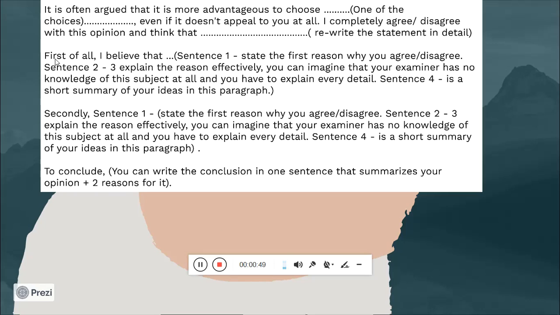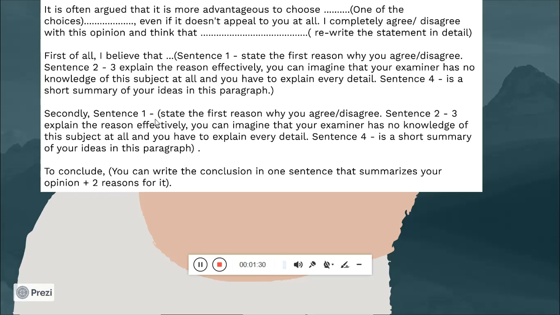Then the second paragraph, you start with "first of all", and you write the first reason. I believe that. Sentence 1 states the first reason why you agree or disagree. Then sentences 2 and 3 explain the reason effectively. You can imagine that your examiner has no knowledge of this subject at all and you have to explain every detail. Sentence 4 is a short summary of your ideas in this paragraph, and as I told you before, you might add another sentence which is an example.